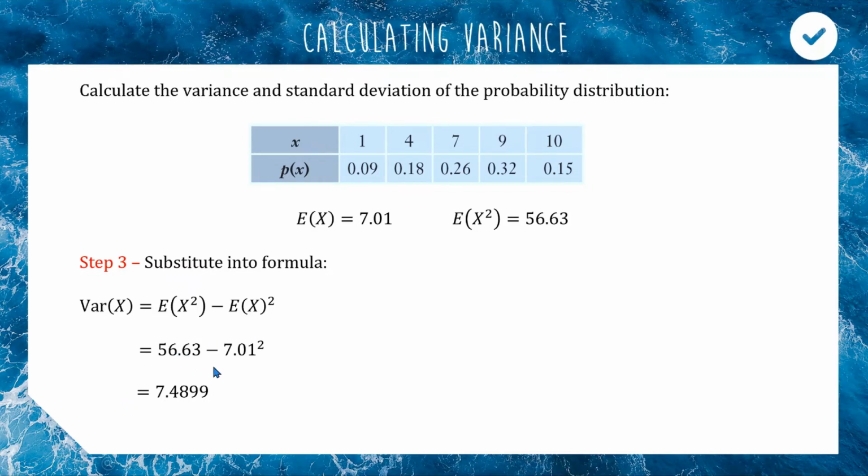Now, as we said in the notes, standard deviation, which we're also finding, is the square root of the variance. So to finish off, we're just going to take the square root of 7.4899. So the value of our standard deviation is around 2.7. Okay, there we go. It's pretty weird. It's something that you haven't done before, but once you do a couple of examples, you will start to follow the pattern by yourself, hopefully.